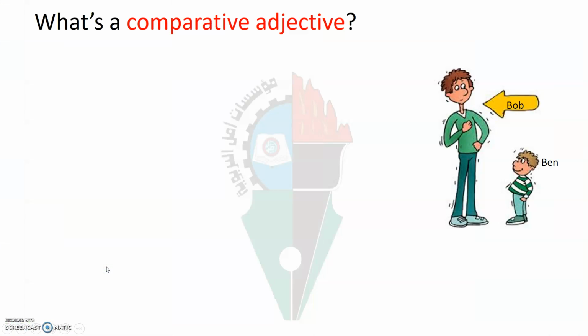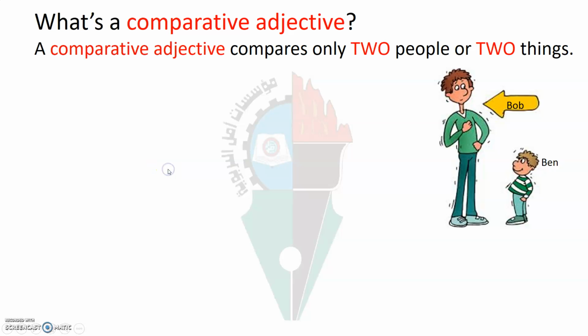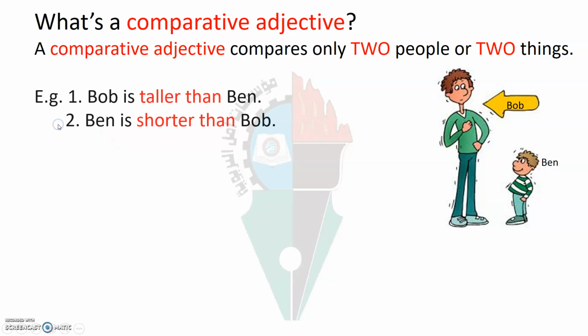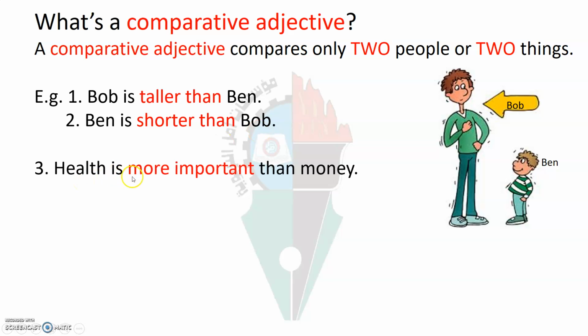What's a comparative adjective? A comparative adjective compares only two people or two things. Here we have two people, Bob and Ben. If I want to compare them, I would say that Bob is taller than Ben. Or I could say Ben is shorter than Bob. Here's another example. I could say health is more important than money.